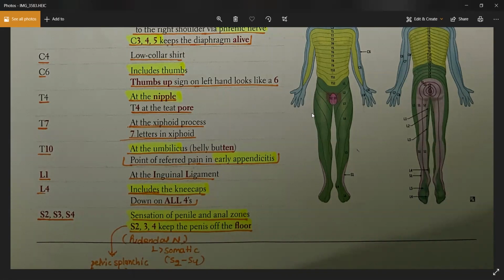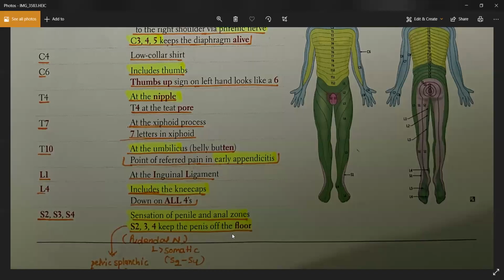Okay, then you have L1 for the inguinal ligament. L4 for the knees, and like I told you, remember the L4 only. Above that you have the thigh, below that you have the leg, right? That means L5 for the leg part, and L2, L3, and other parts for the thigh.